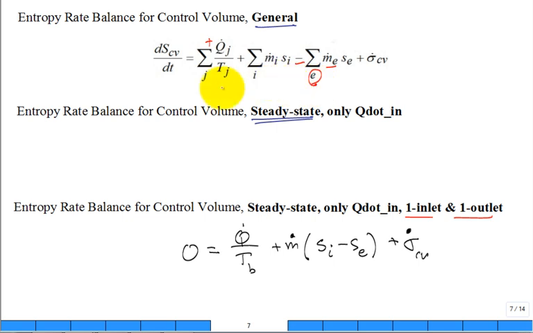So if I would have put Q dot divided by TB, those are all ins. If I would have had any Q dot outs, I would have put a TB there, and I would have put a minus sign in front of it, true? Just like we had a plus in front of the M dots in, a minus in front of the outs. So what's in front of that sigma dot? Plus.